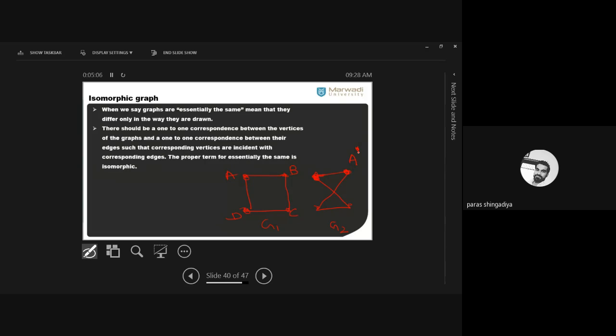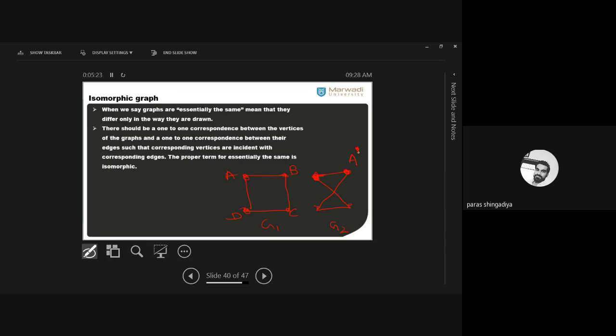So what does it mean? You have to check its image. You have to find its image in the second graph. How can we consider the image of A? For that, consider the degree of that vertex. The degree of A is 2. So find such a vertex in the second graph whose degree is 2.